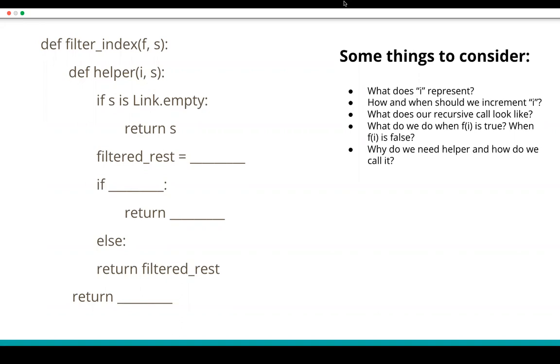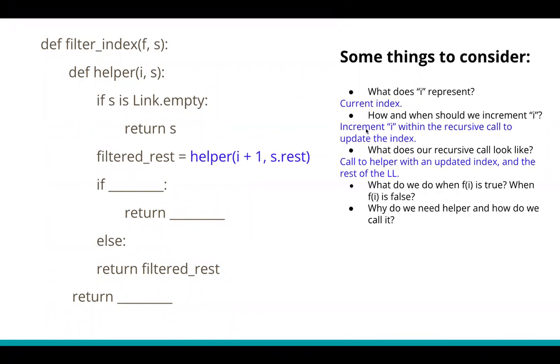Okay. So in this question, we're trying to go through the indices of the linked list. And here i refers to the index that we're currently working on. And how and when should we increment i? We increment it within the recursive call to update the index. So unlike some functions in the skeleton code, there isn't a clear if-else suite where we put the recursive call. Instead, we put the recursive call into the variable filtered_rest.